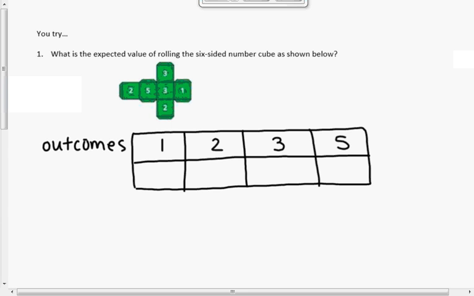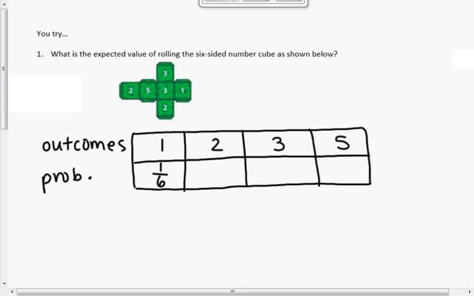The next row is going to be the probability of those. So I only have one side labeled 1. Okay, 1 out of the 6 sides. So the probability of rolling a 1 is 1/6.